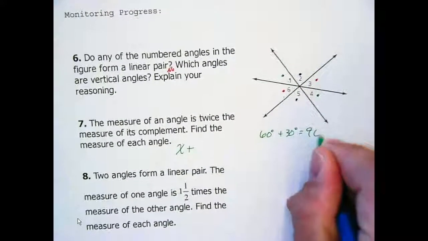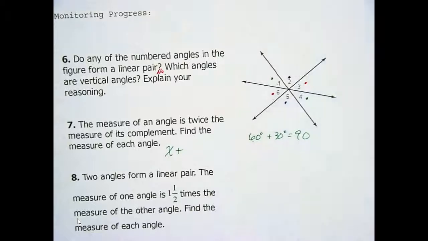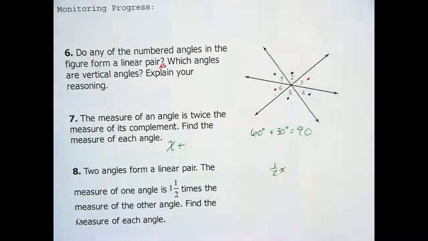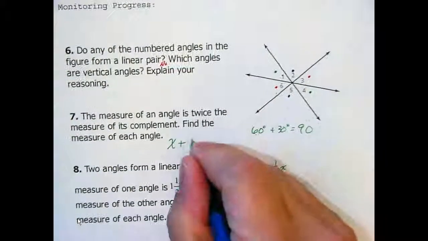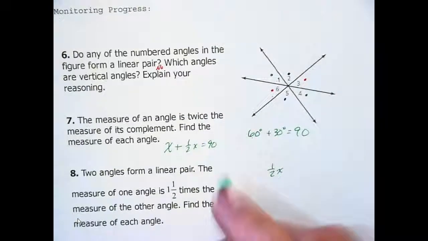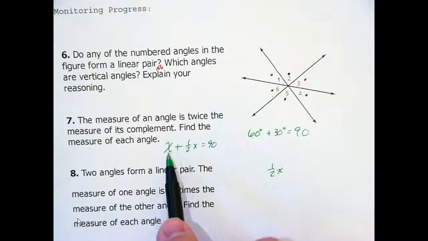So does that fulfill it? This one's twice its complement? Okay, so how would we write that? No, everyone's waiting for me to just give you the answer. I'm not willing to just give you the answer. Yeah? 1/2 x. So you're saying half x. Oh, x plus 1/2 x equals 90. Okay. So is x the bigger or the smaller? The bigger. Okay.